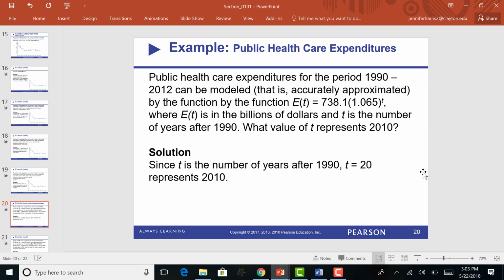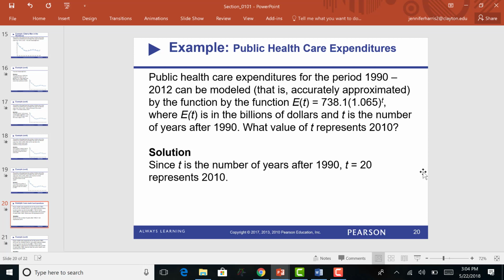Okay, so for those of us who are working, or if your parents are working and you're still on their insurance, they're paying something for healthcare. Or it could be public health, for people that don't have medical coverage through their company and are on public health care, as opposed to us paying for our premium in our paycheck. All right, so public healthcare expenditures from 1990 to 2012 can be modeled, and it says that is accurately approximated by the function given.